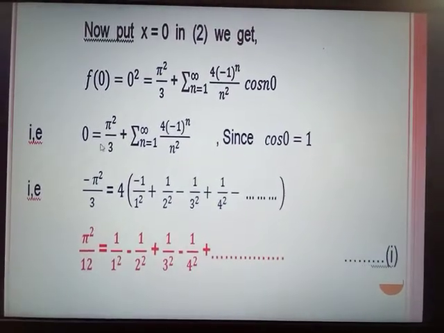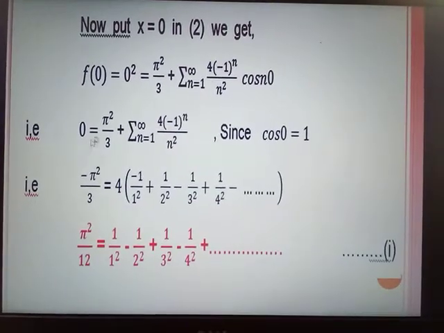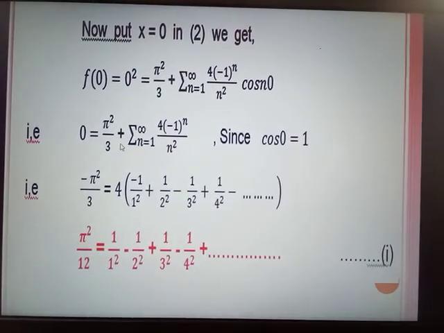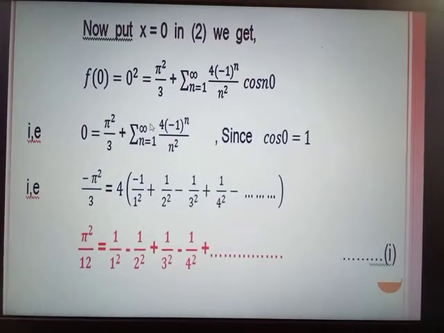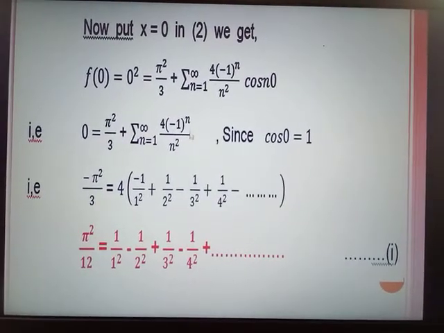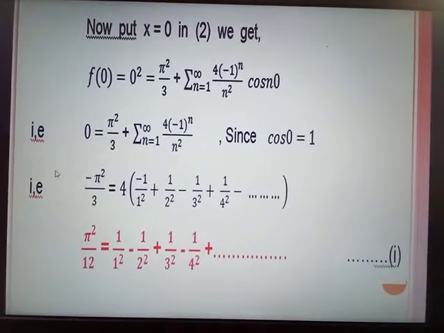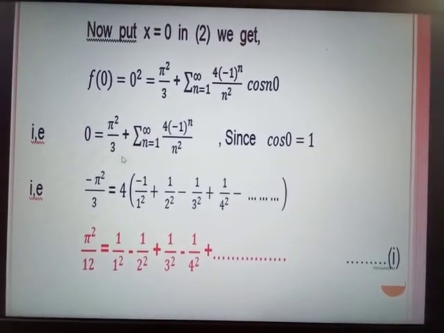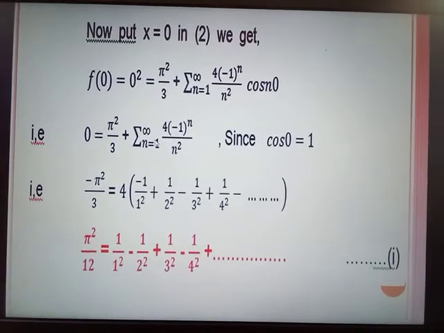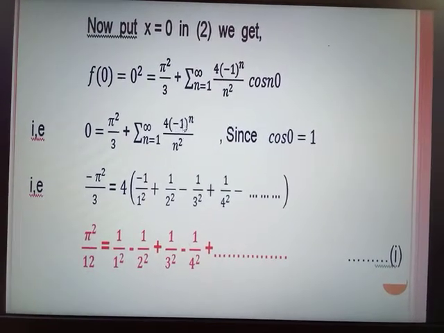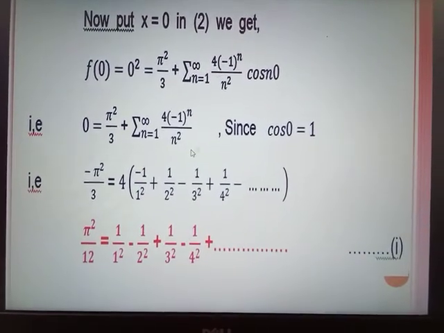X square is again 0, 0 square is again 0, which is equal to pi square by 3 plus summation n running from 1 to infinity 4 into minus 1 raised to n divided by n square as it is. Cos 0 value is 1. Therefore, it is simply pi square by 3 plus summation n running from 1 to infinity 4 into minus 1 raised to n divided by n square.